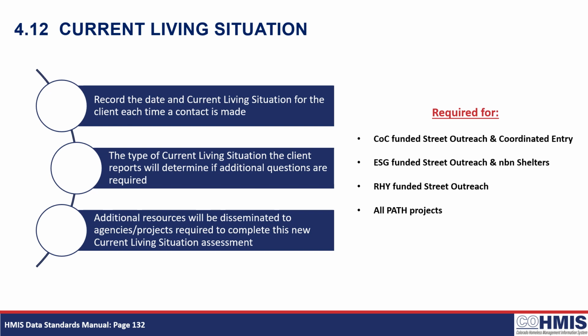So the data collection instructions for current living situation are to record the date and current living situation the client reports each time a contact with the client is made. Contacts that require the collection of current living situation include activities such as a conversation between a street outreach worker and a client about the client's well-being or needs, an office visit to discuss their housing plan, or a referral to another community service. Those are some examples.